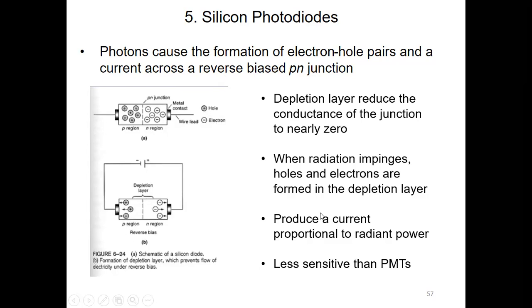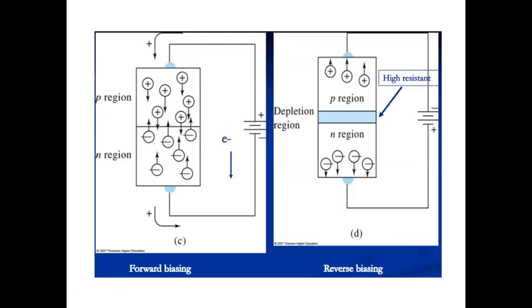Okay, and these are less sensitive than photomultiplier tubes. The silicon photodiodes are less sensitive than the photomultiplier tubes. Right. I hope it's clear. Any question?